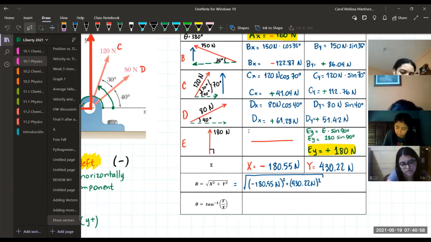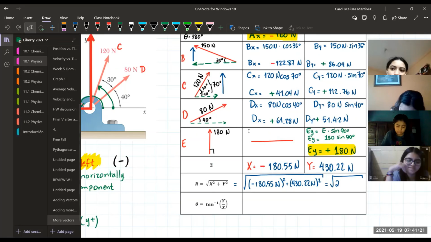How much is that? Well, adding the squares or the final answer? Just the squares. Okay. 217,687.55. That's a large number. And the square root of this answer is 466.57.